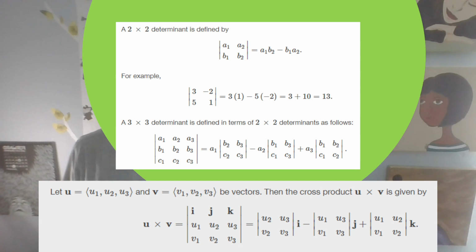And then finally, finishing up the first row, we have A3 positive, and then cross out the row and column in which A3 is in, then your remaining matrix would be B1, B2, C1, C2.